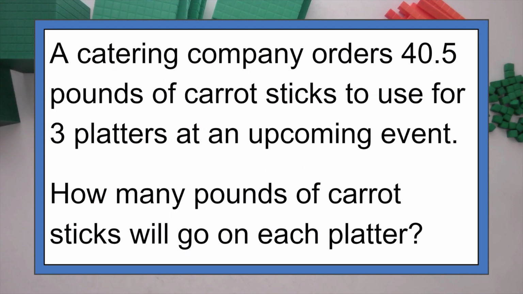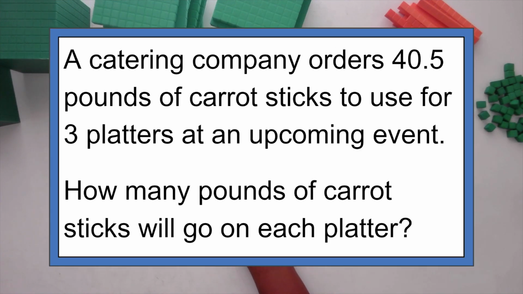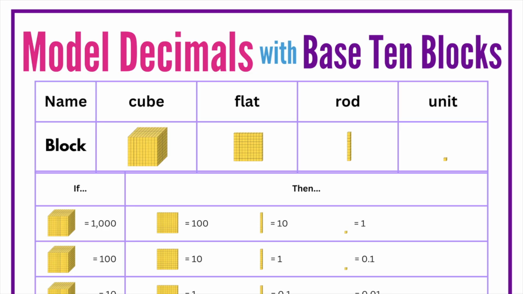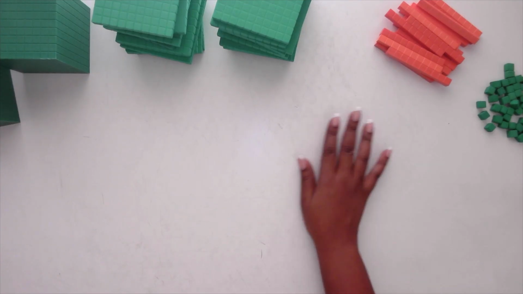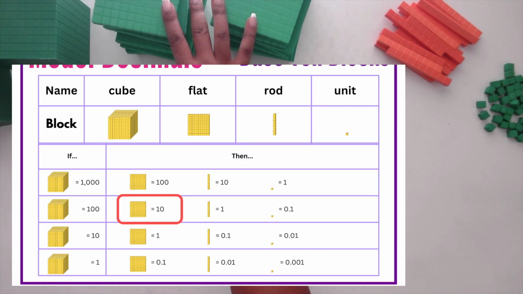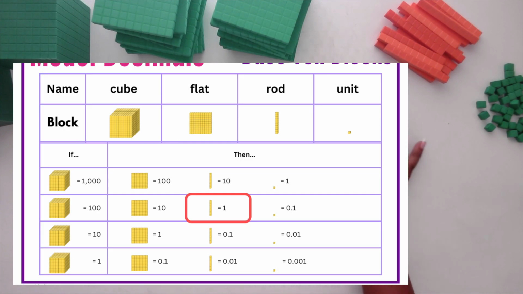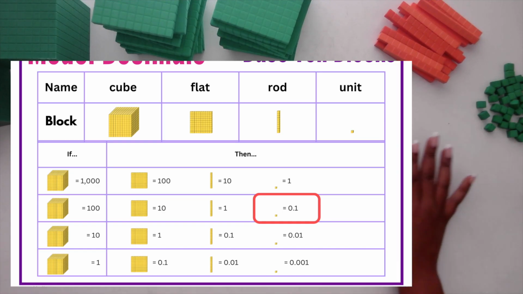A catering company orders 40 5/10 pounds of carrot sticks to use for 3 platters at an upcoming event. How many pounds of carrot sticks will go on each platter? I'm going to model this with base 10 blocks. Remember, base 10 blocks can be used flexibly to represent different place values. In this example, I'll use flats to represent tens, rods to represent ones, and small units to represent tenths.